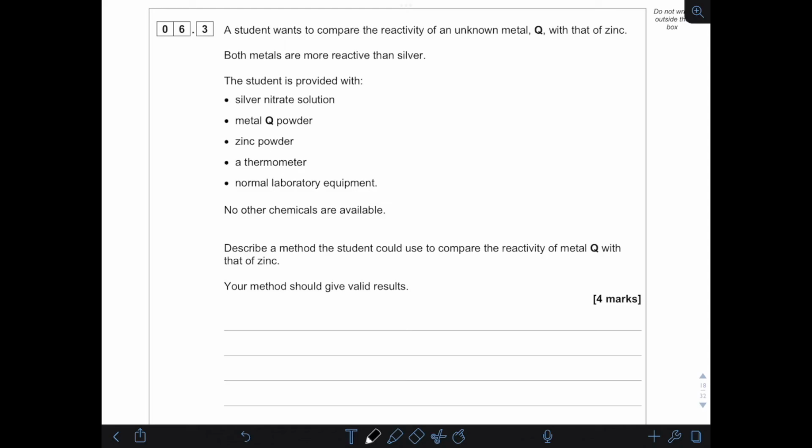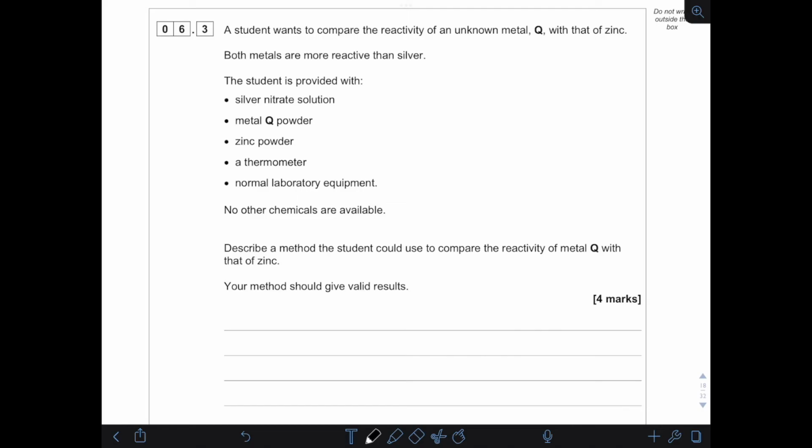Question 6.3 is: compare the reactivity of non-metal Q with zinc. Both are more reactive than sulfur. Describe a method we can use to compare reactivity. Your method should give valid results. Okay, so this is a reaction design type question.